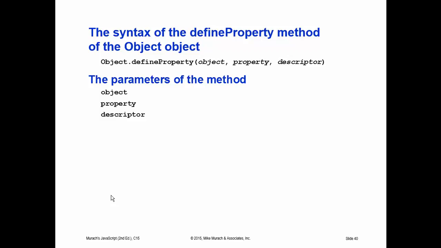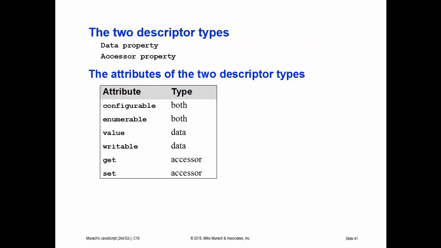It sets the attributes of either a data property or an accessor property. And what's the difference between those? We're going to get to that in just a second. A data property is a property that is the location of where the data is read from and written to. It can be a primitive type or an object type. An accessor is a property that contains getter and setter functions to read and to write data.